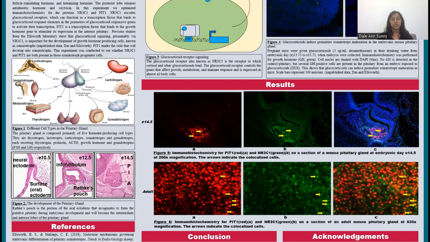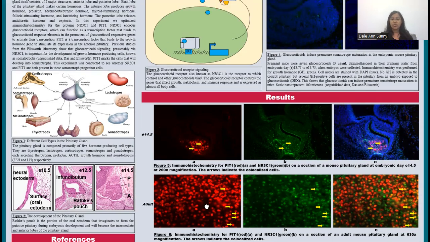Figure 2 shows the development of the pituitary gland. This is basically showing the anatomy of the structure of the pituitary gland, and you can see how it's very similar to my results. The picture E14.5 in figure 2 is very similar to how my results are looking. This is just basically for reference to show how they are similar to each other. And figure 3 is on glucocorticoid receptor signaling.